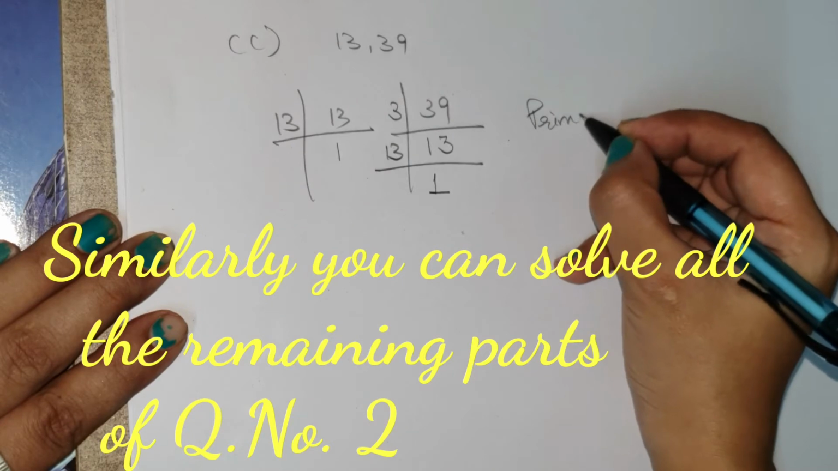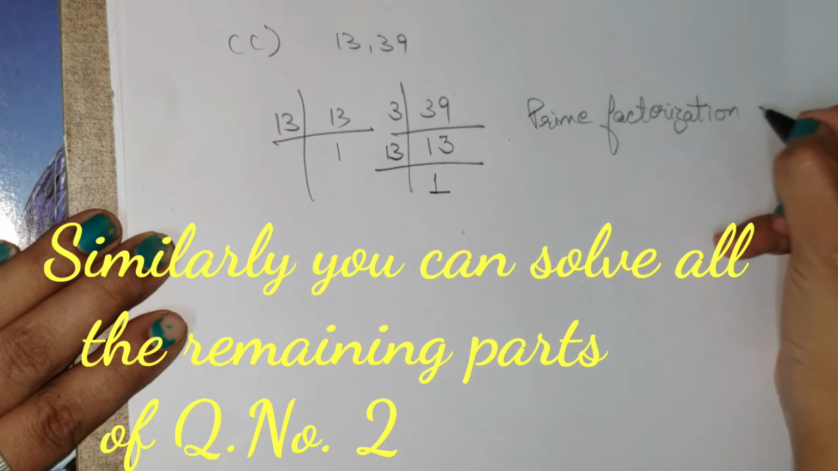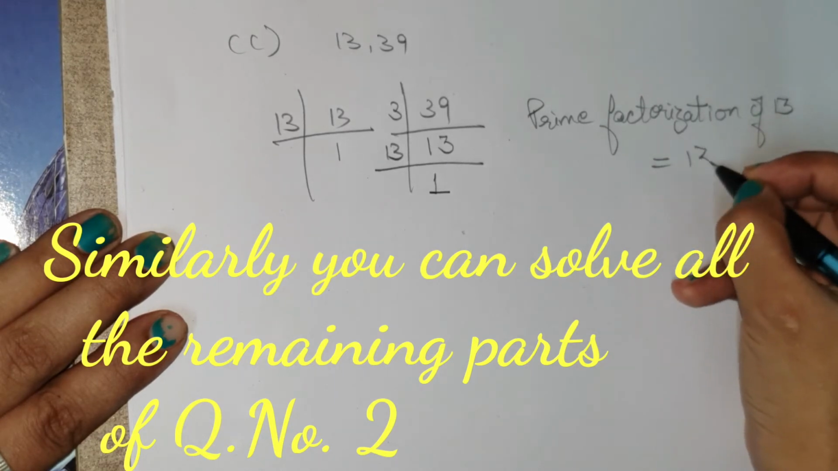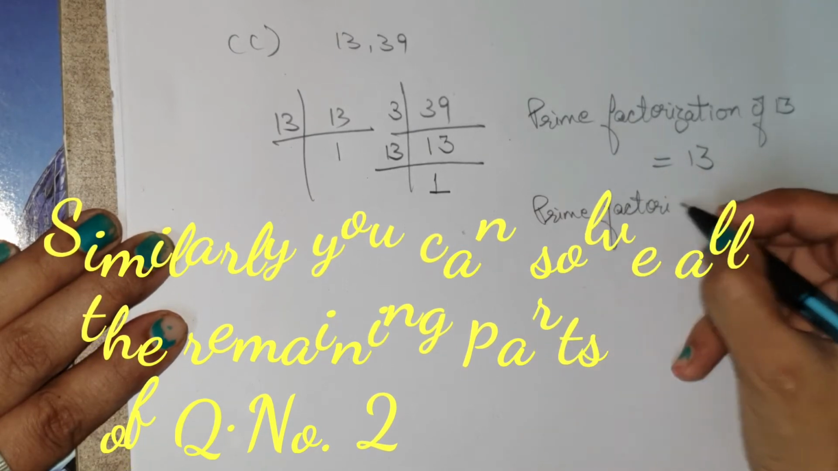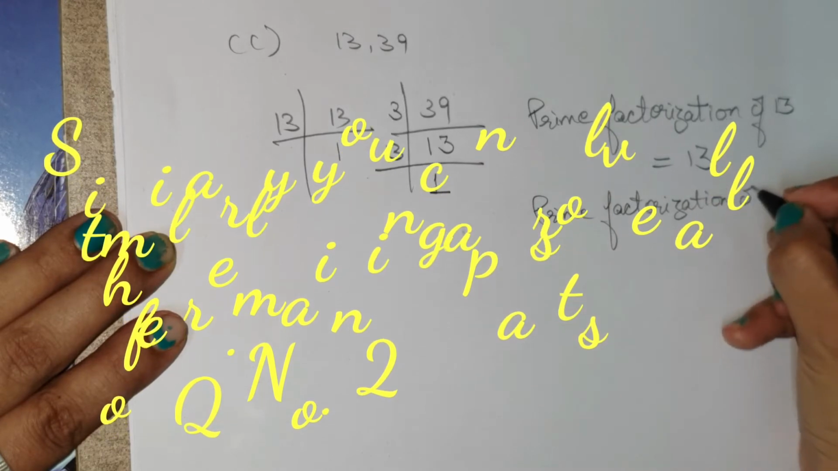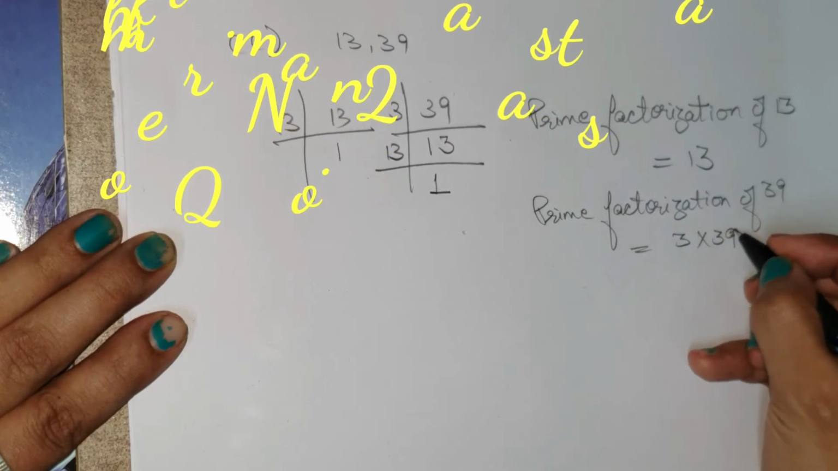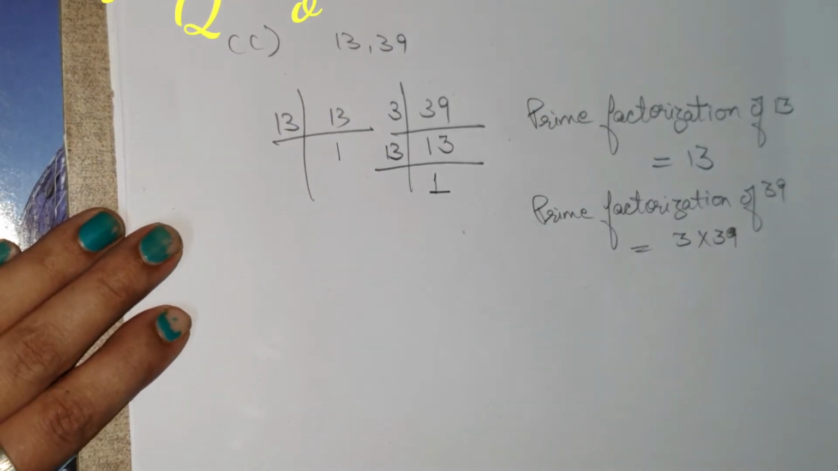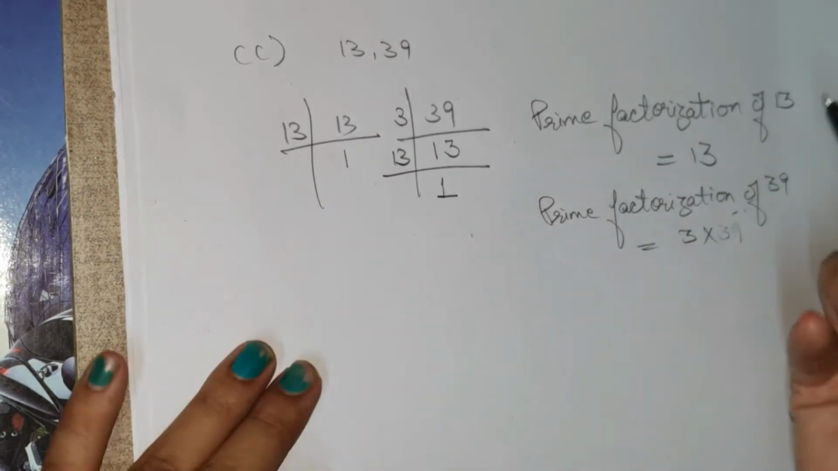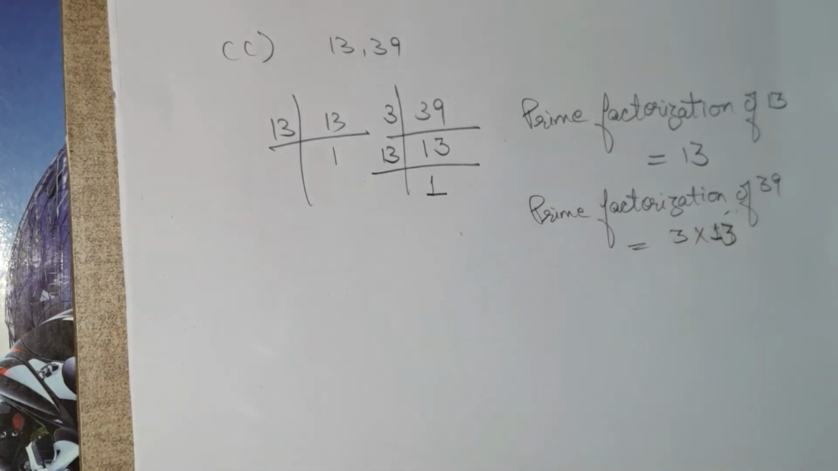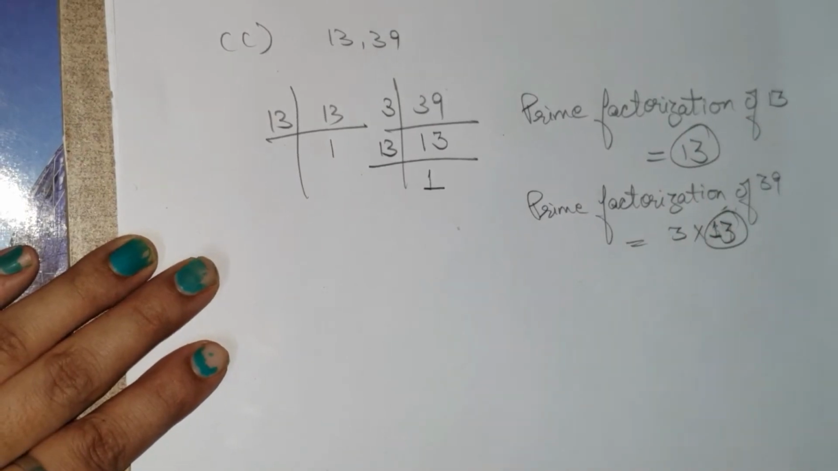So you will write again prime factorization of 13 is equal to number 13 only, and the prime factorization of 39 is equal to 3 into 13. So this is the prime factorization of 39, that is 3 into 13. So here you will write 3 into 13. So 1 and 3, 13. Okay, now we will be writing the common. So the common is 13 which is coming in both.